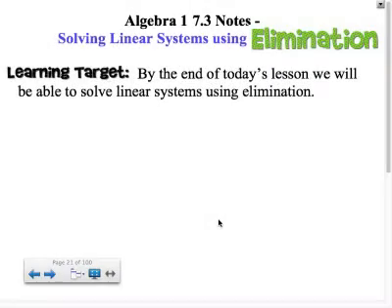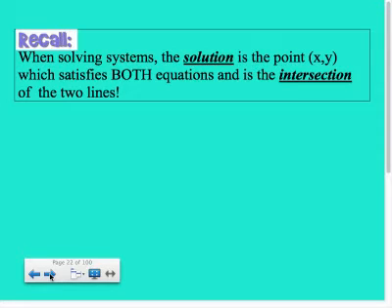In section 3 here, we're going to look at solving linear systems using elimination now. So we've already discussed two methods, graphing and substitution, and now we're going to go ahead and expand on that and look at using elimination. So recall that when you're solving systems, the solution is the point x comma y, which satisfies both equations, and it's the intersection of the two lines.